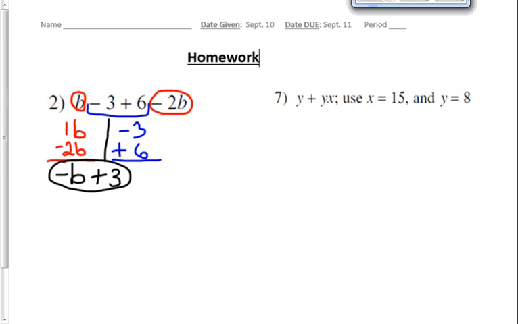Okay, looking down at number 7, it looks hard, but it's not as hard as you think, guys, because it tells you right here what you're looking at. X is equal to 15 when y is equal to 8. So you're just going to plug your numbers in. Y is 8, so we have 8 for our y. And then it says plus y again, which is another 8. This time, we're going to do the x, which is 15. So 8 times 15.